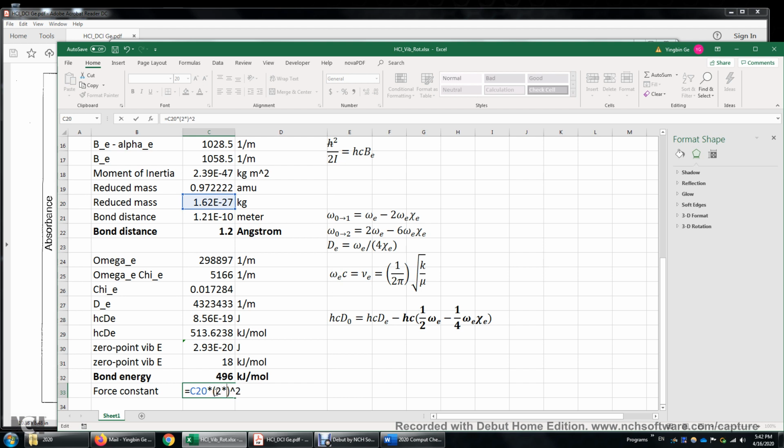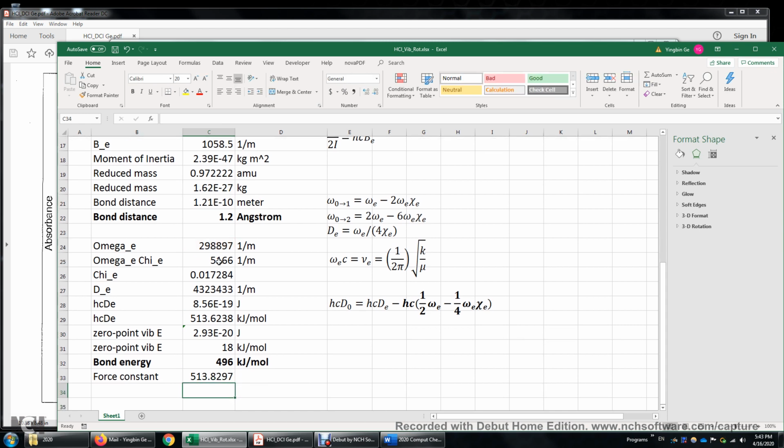So 2 times pi, I'm going to just use 3.14. That's my pi. But you can use 3.1415926, etc. as your pi. And times omega e. I got my omega e here. And the speed of light is right here. Right, we got the force constant. What's the SI unit of force constant? It's Newton per meter. And I'm going to highlight this because it's important too.